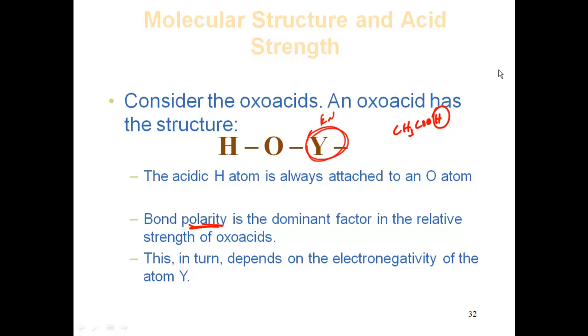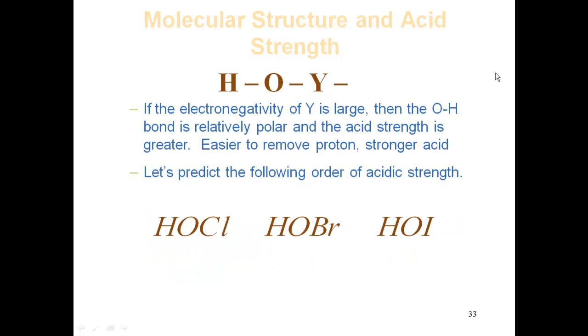How much pull does that Y have on that oxygen? The more pull, the more electronegativity, the more it pulls this way, which then weakens this bond and allows that hydrogen to come off more easily, making it more acidic. If the electronegativity of Y is large, then the OH bond is relatively polar, and the acid strength is greater. Therefore, it's easier to remove that proton, and therefore it is a stronger acid.